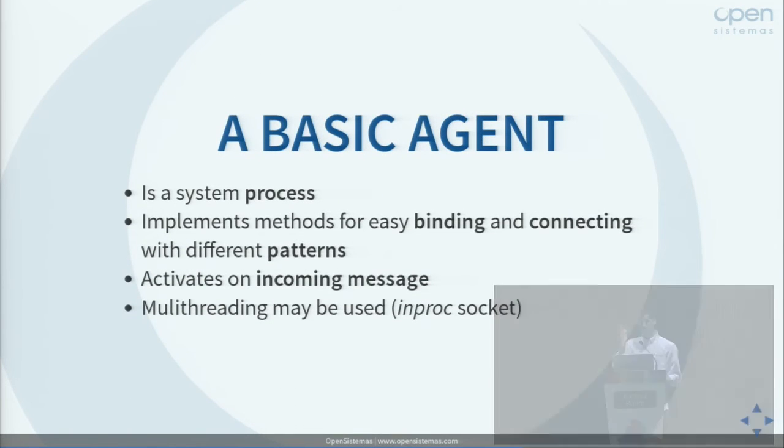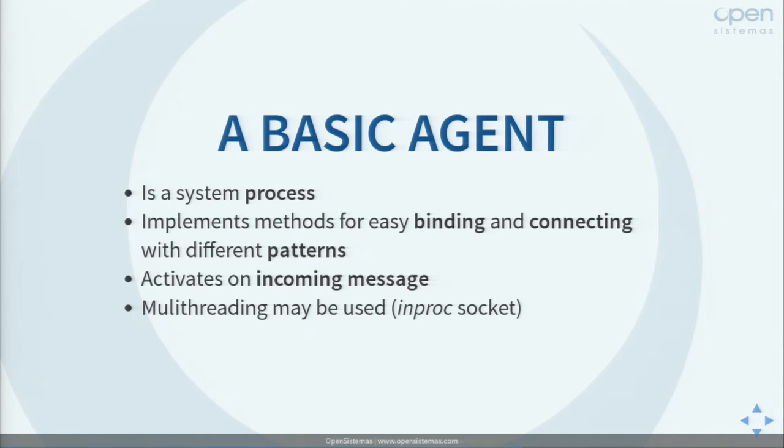So right now, we have an idea of what a basic agent is. We know that it is a system process that runs independently. It implements methods for easy binding and connecting with different patterns. These patterns are implemented in ZeroMQ, so we have the classic push-pull, request-reply, or publish-subscribe patterns. It activates on an incoming message. This means usually an agent is running a main thread, a main process, which is just waiting or polling on input sockets for a message to arrive. And that's when we start executing some code in the agent.